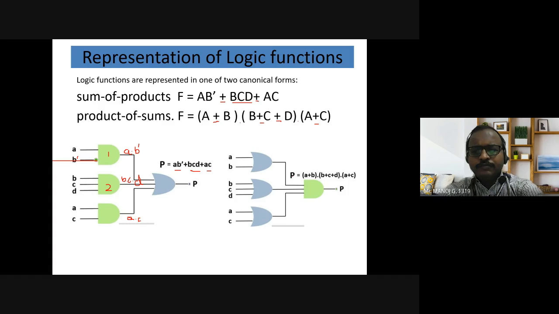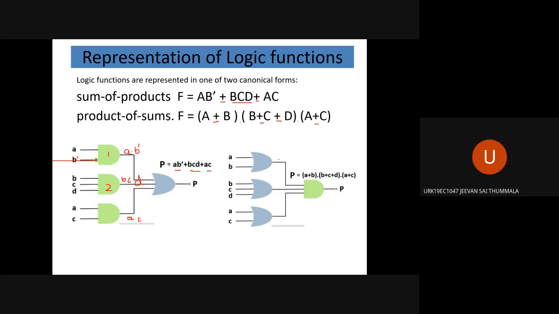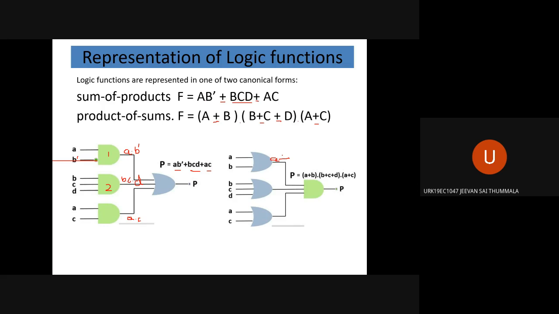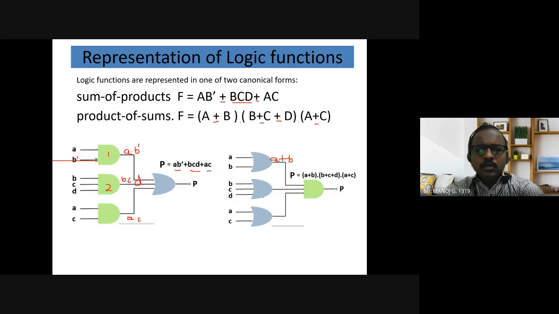Jeevan, you're there? Yes, sir. Jeevan, what gate is this? And what is the output of this gate? That's an OR gate and the output is A plus B. Good. What about the second one? The second one is also an OR gate with three inputs, and it's B plus C plus D.